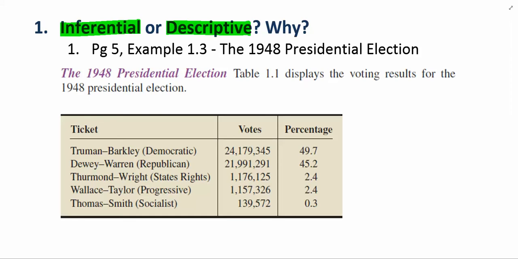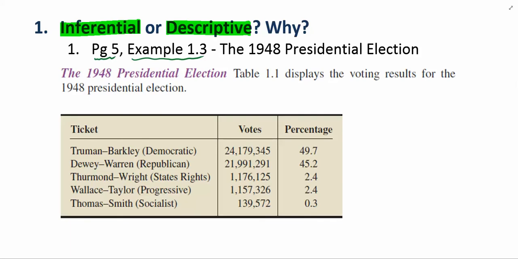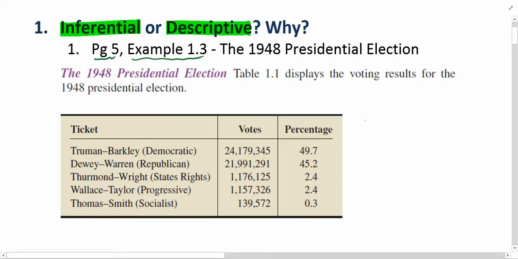This first example comes from page 5 in our textbook, which you have an electronic copy of. This is example number 1.3, the 1948 presidential election. This table, table 1.1, displays the voting results for the 1948 presidential election. So the question here becomes, does this data represent an inferential set of statistics or descriptive set of statistics?